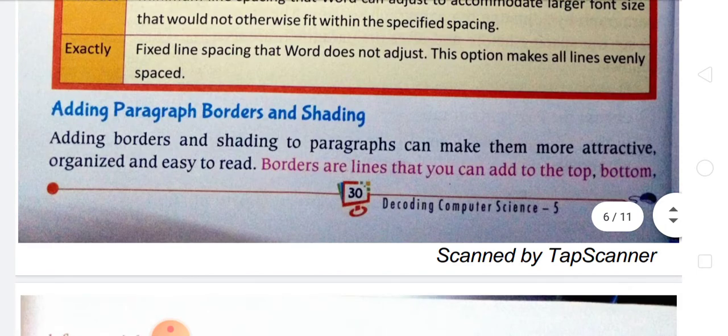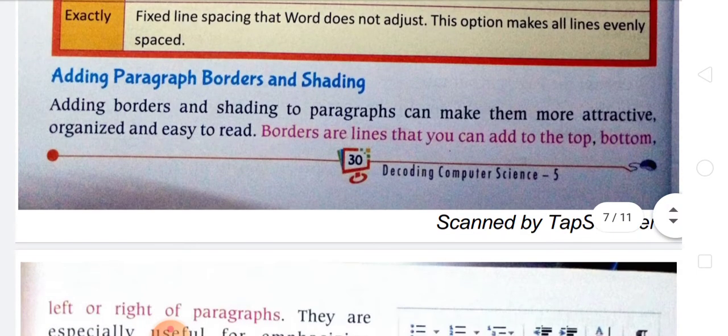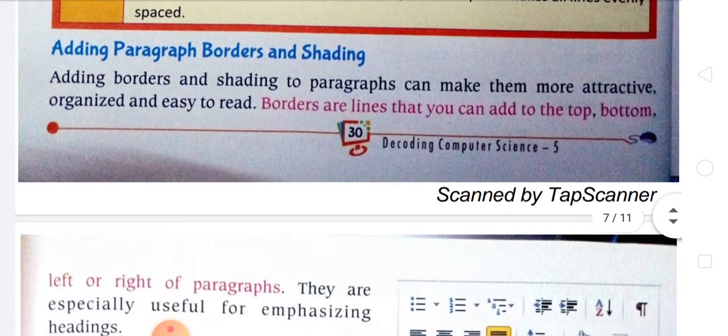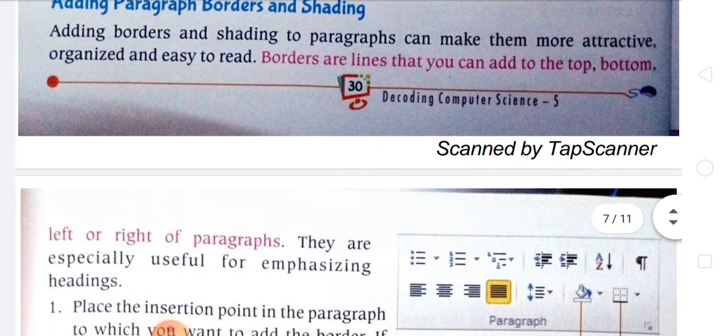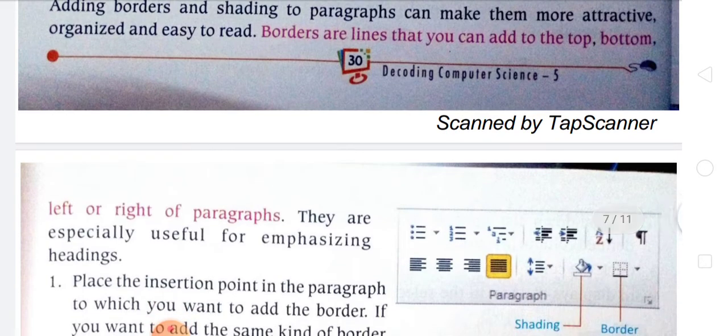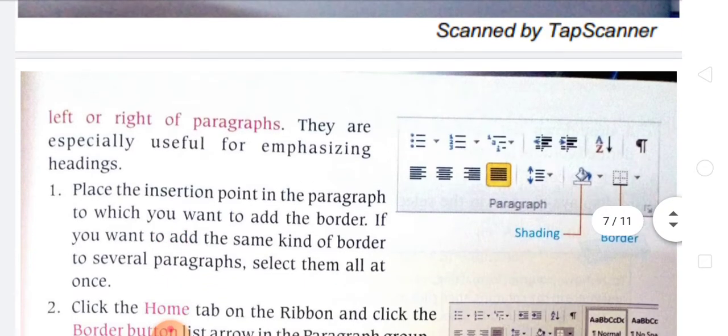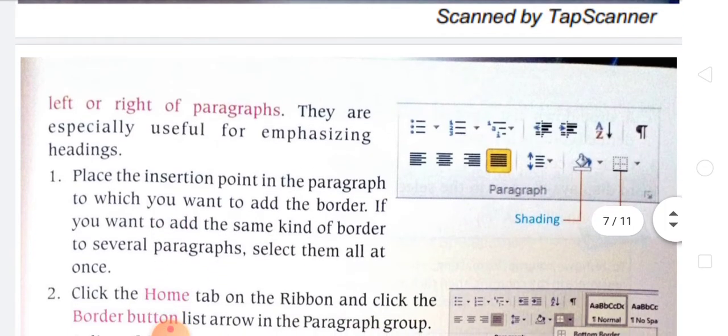Then adding paragraph borders and shading. Adding borders and shading to paragraphs can make them more attractive, organized, and easy to read. Borders are lines that you can add to the top, bottom, left, or right of the paragraphs. They are especially useful for emphasizing headings. So place the insertion point in the paragraph. Here you see the options of shading and borders.